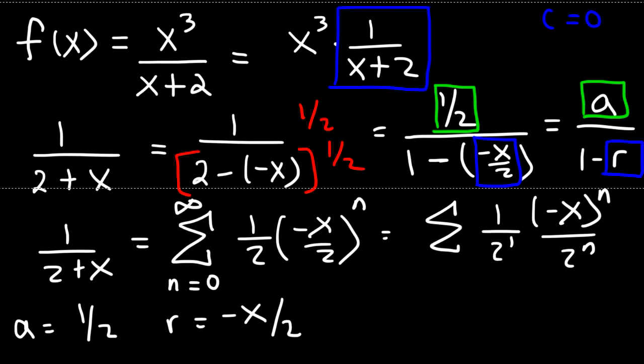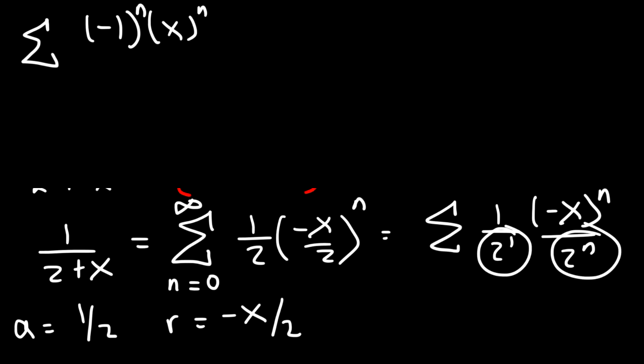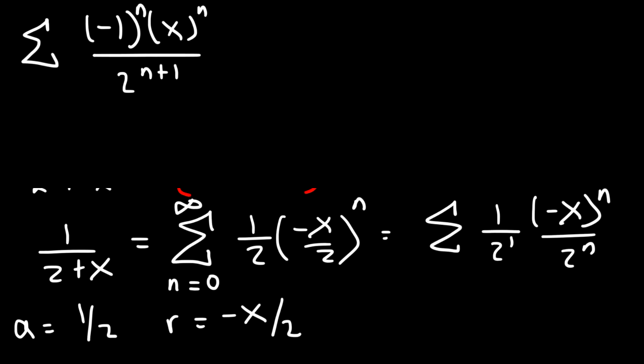So let's simplify that. Negative x to the n power. We can write negative x as negative 1 times x, and they're both going to be raised to the n power because the negative was on the inside of the parentheses. And then we can combine these two. So that's going to be 2 to the n plus 1. And so this is equal to 1 over x plus 2.